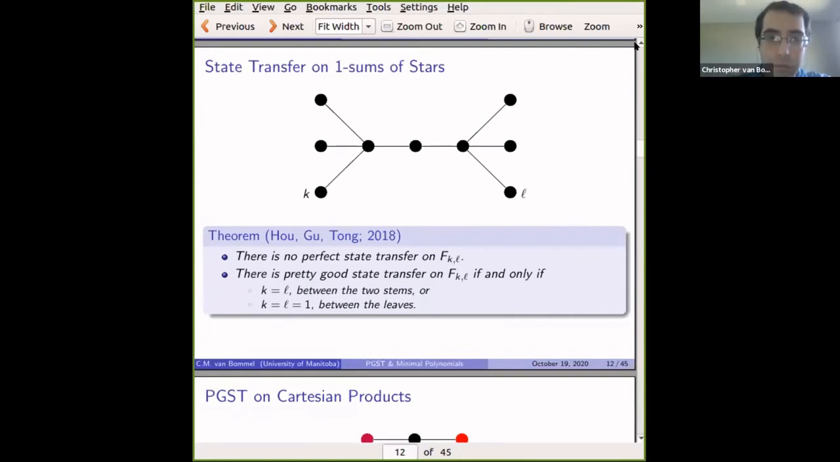If we add a vertex to the middle, we have this idea of a one-sum of stars, and this was investigated by Ho, Gu, and Tong. And again, there's no perfect state transfer here, but there is pretty good state transfer, again, in the symmetric case where you have the same number of leaves on each end, and the 2 stems have pretty good state transfer. And then sort of the trivial case where you have 1 leaf on each end, and so you've reduced to a path on 5 vertices. We've already seen that has pretty good state transfer.